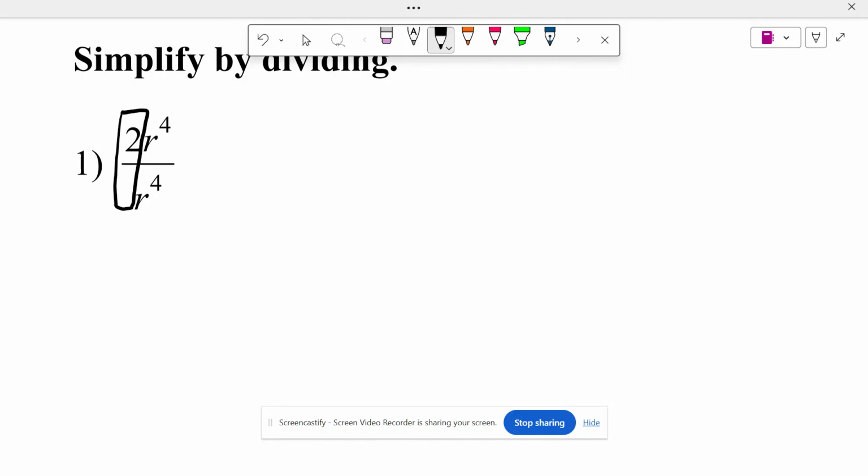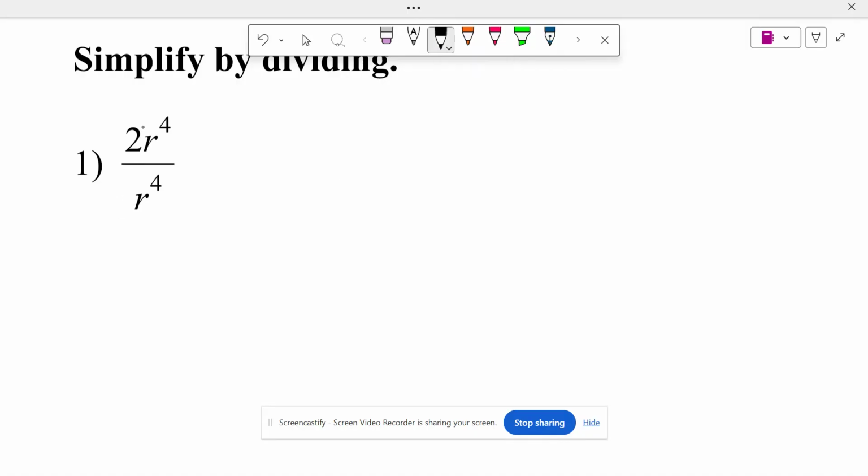Now, looking at the coefficients, I have 2 over this one. There's no coefficient there, so we're going to assume it to be a 1. And I want to think to myself, can I simplify just my coefficients? If I had a fraction just by itself of 2 over 1, would I be able to simplify it? And the answer is no. So in that case, we cannot cancel out, or what I mean by canceling out is we are dividing out to 1 in that section.